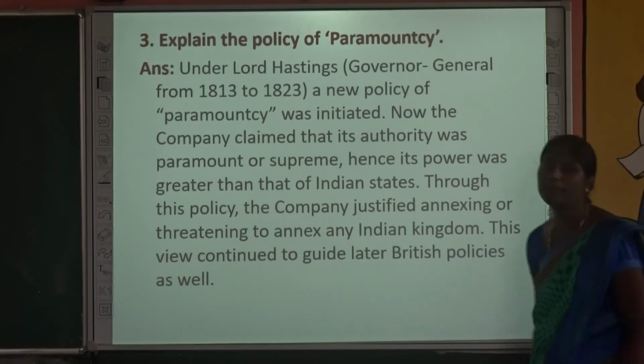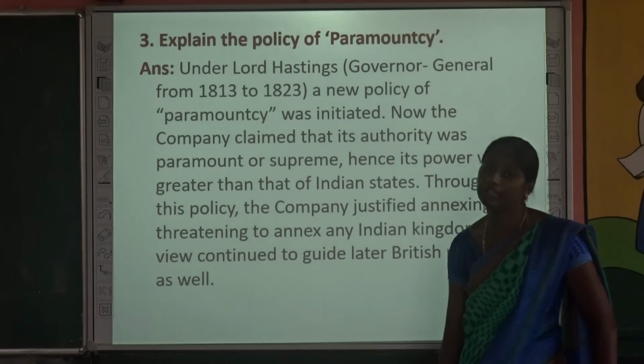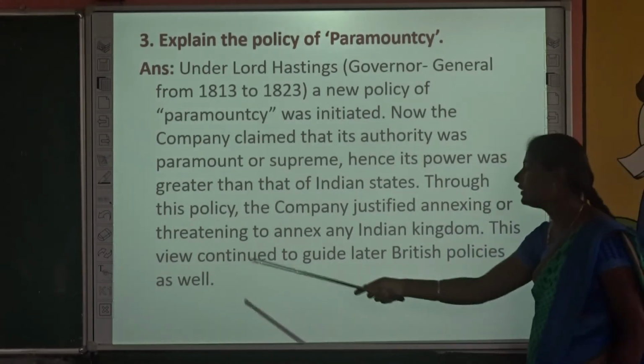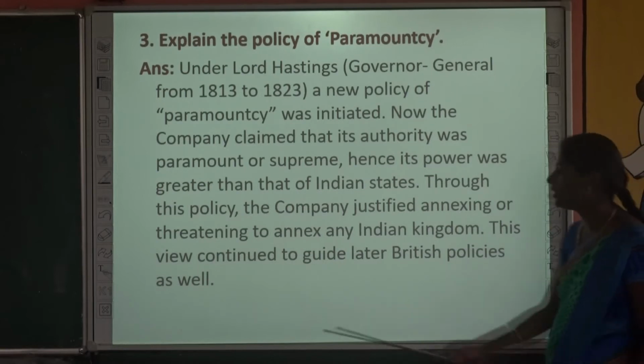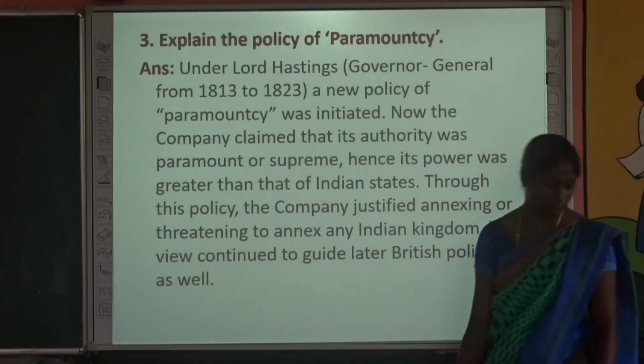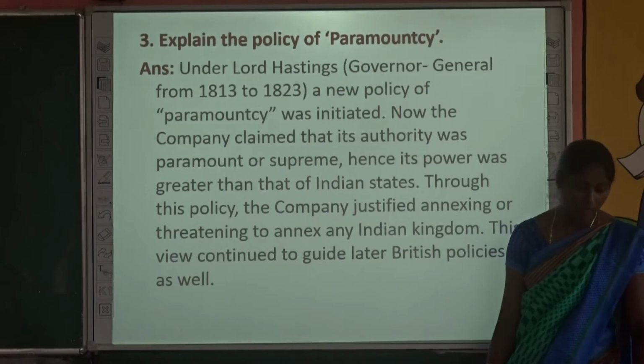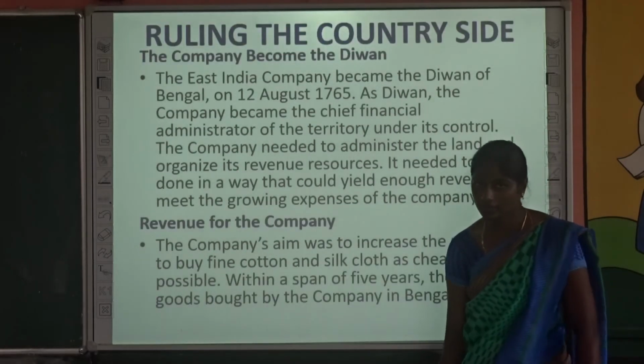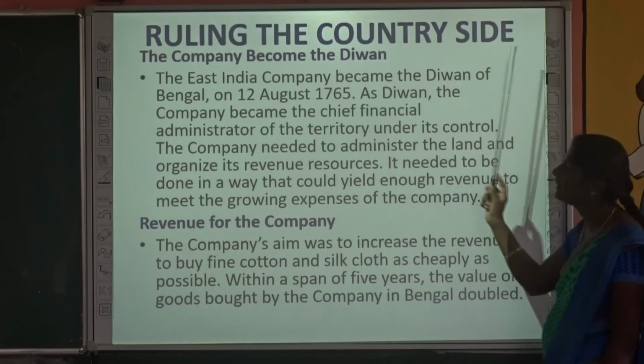Policy, British people have the power to threaten or capture any region, and this view continued to guide later British policies as well. Then that's all about your second chapter, children. Now we are moving to your third chapter, ruling the countryside.